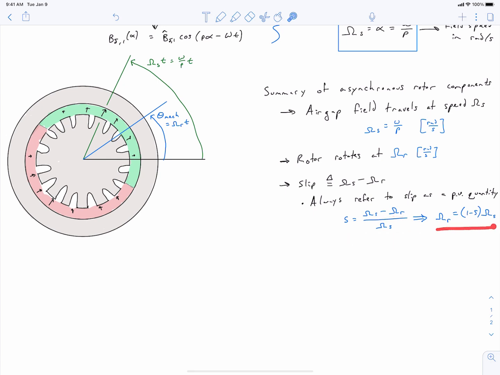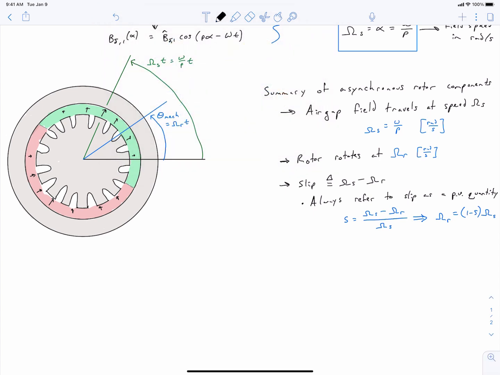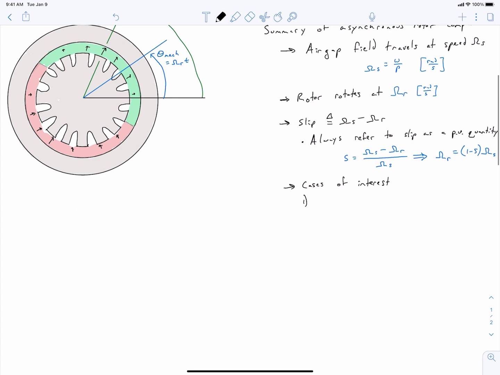And we can solve this for the rotor speed as being 1 minus s times the stator speed. And we can talk about 4 primary cases of interest for slip. The first is when we have a locked rotor, where the rotor is at stall. That means the rotor speed is 0, which corresponds to slip equal 1.